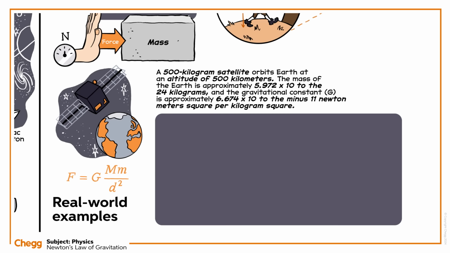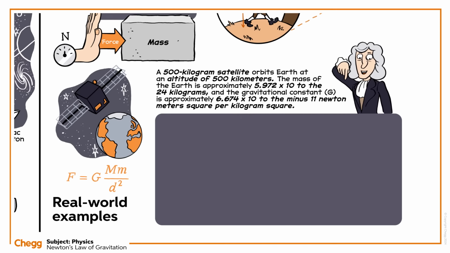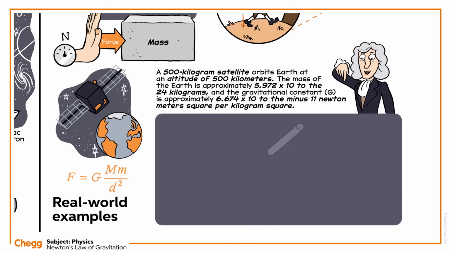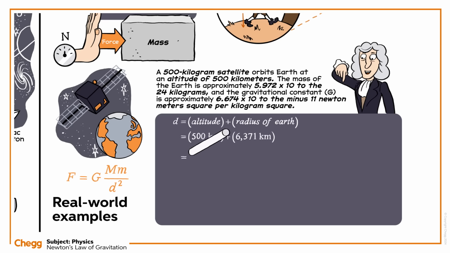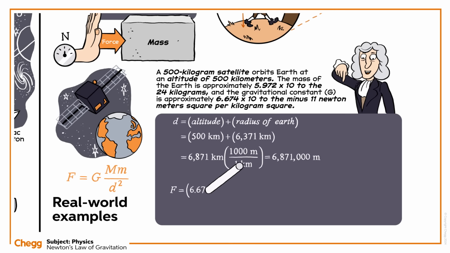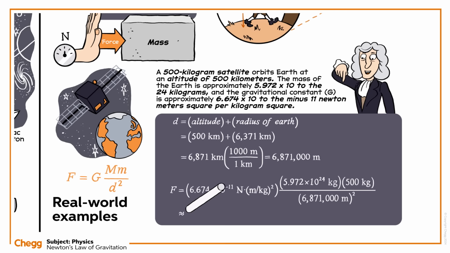To calculate the force, we first need to know the centre-to-centre distance between the two masses. That is, the altitude plus the radius of the Earth. Adding these tells us that the distance is 6,008,071 meters. Plug all the values into the force equation and we see that the gravitational force on the satellite by Earth is approximately 4,221 newtons.